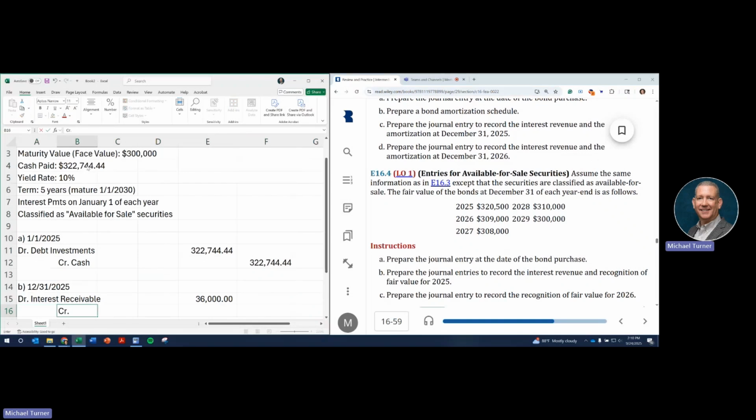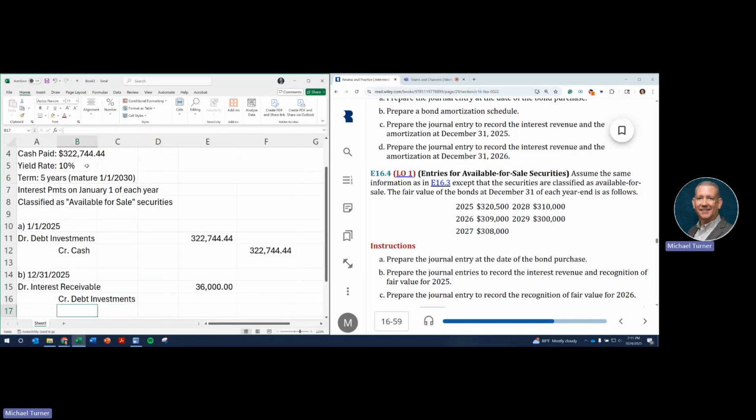And then I need to credit the debt investments because remember, we're going to amortize that towards the $300,000 after 5 years. And I'm going to credit interest revenue. Let's calculate interest revenue.